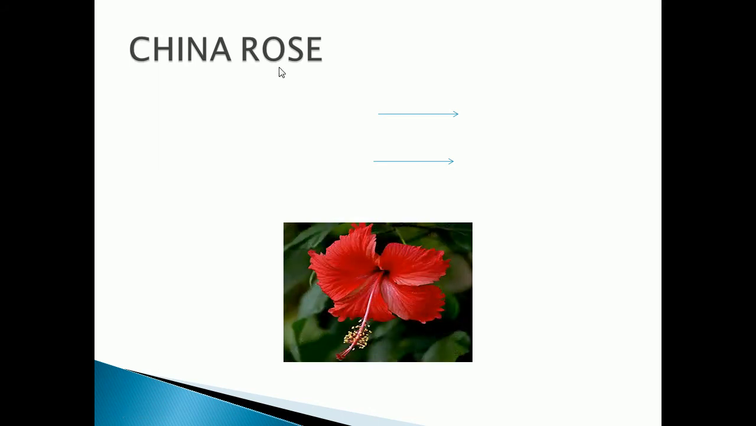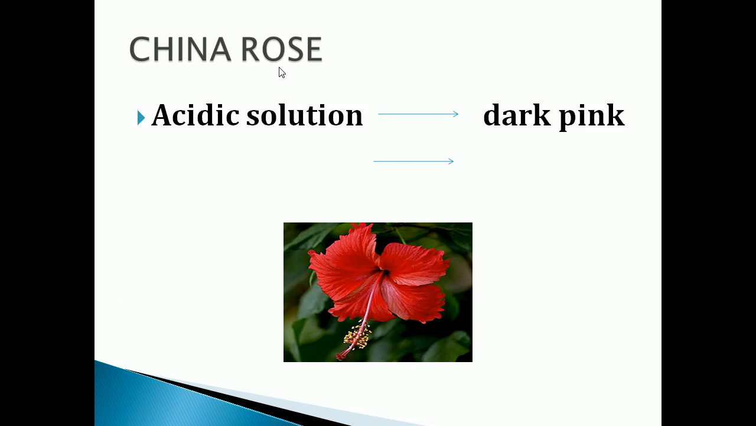Now the next natural indicator is China rose, you know, the hibiscus flower. The China rose indicator is prepared by boiling some petals of China rose flower in water. After boiling, the contents have to be filtered, and we will get a light pink colored solution. This pink colored solution can be used as an indicator.